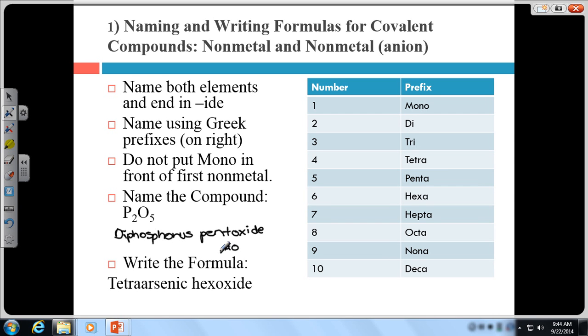If we have tetra-arsenic, first of all, you have to find arsenic and see what the symbol is. Anybody? Okay, it's As. It's not Ar because Ar is argon. What does tetra stand for? 4. So we have As4. And hex is 6, and we know oxide is oxygen. So there we go, As4O6.